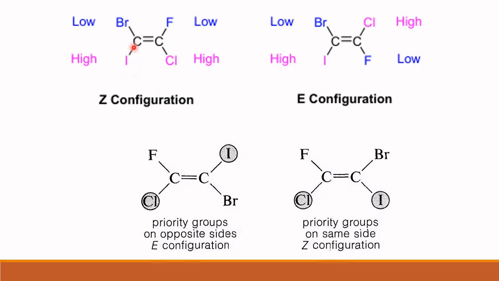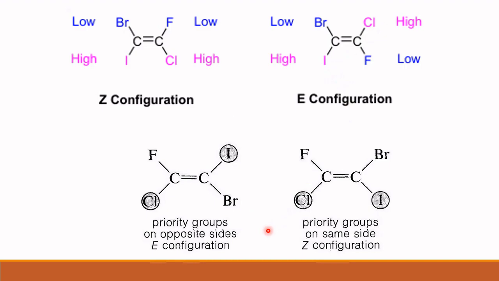And this is another example. First, find out the highest priority groups. Here this carbon atom has bromine and iodine. Iodine gets the highest priority based on the atomic number, and this carbon has fluorine and chlorine. So based on the atomic number, chlorine gets the highest priority. If the higher priority groups are on the same side, then the configuration is Z. And in this example, if the highest priority groups are on opposite sides, then the configuration is E.